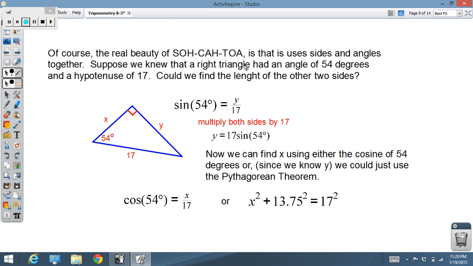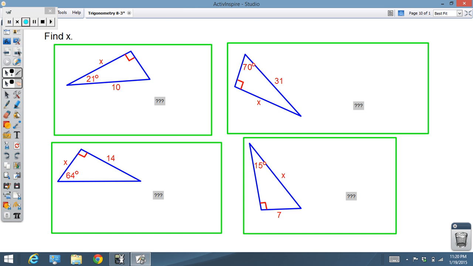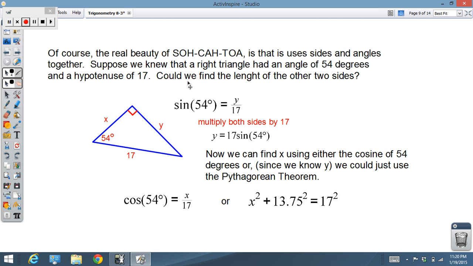Now, the real beauty in SOHCAHTOA is that it uses sides and angles together, all right? And again, we can determine the ratio. We've done it for thousands of years, where we've figured out what the ratios are for different angles, and they always will be the same. So these can be found on tables or on your calculators. We can figure out what, for example, the cosine of 54 is, sine of 54, tangent of 54.